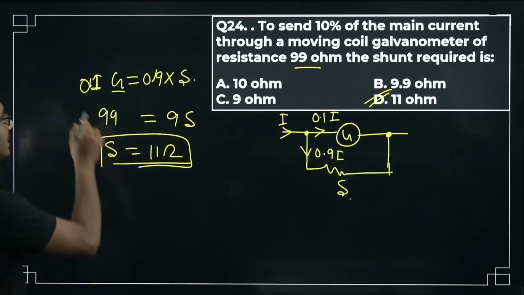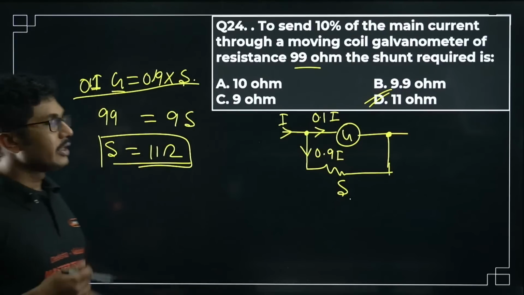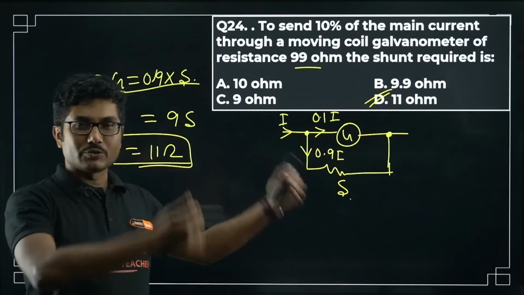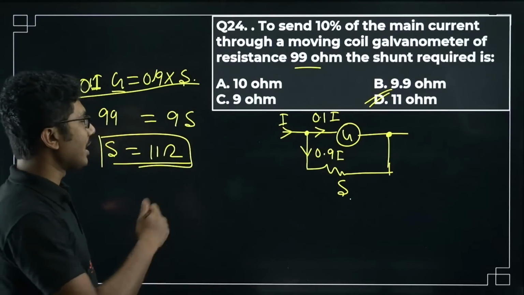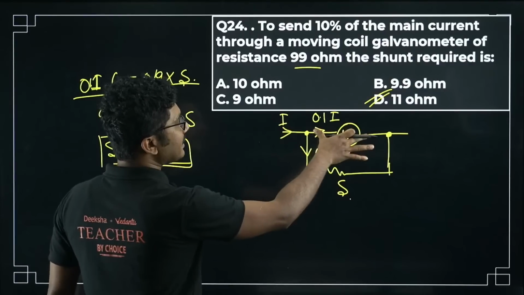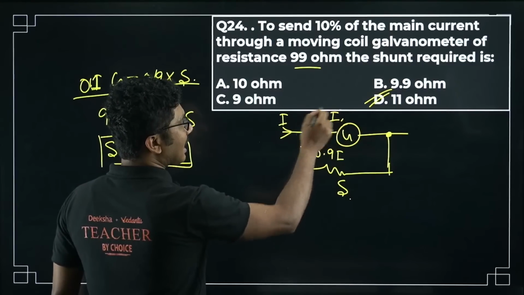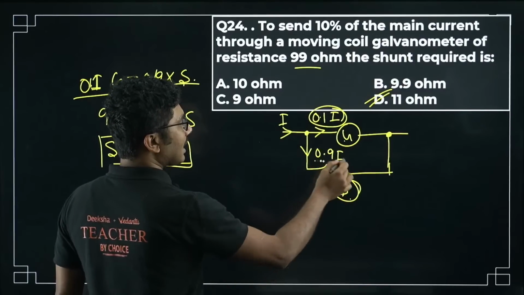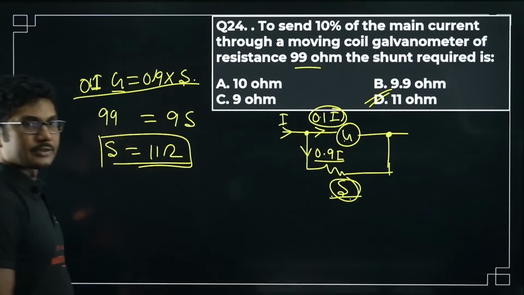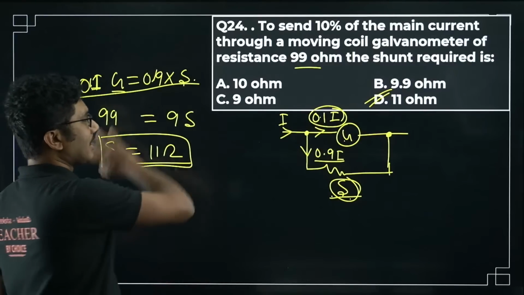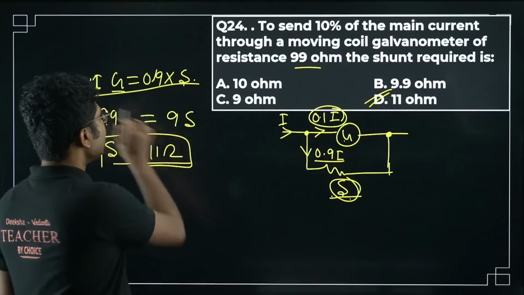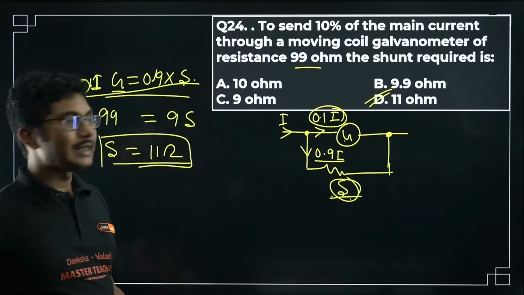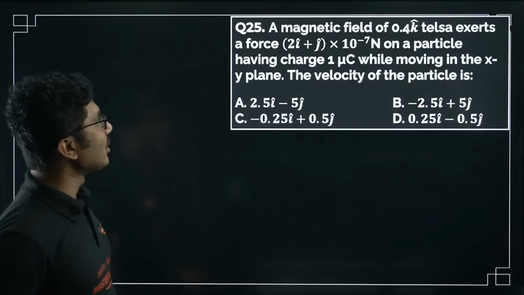Okay, so this is how you can solve it. You don't need to remember Ig equals Is equals, no, not required. Voltage is the same. So voltage across the galvanometer is current into resistance. Voltage across the shunt is current into resistance. V is equal to IR. Now in parallel both are the same. Just compare them, you can solve it. This is the easier way. These things you have to learn.